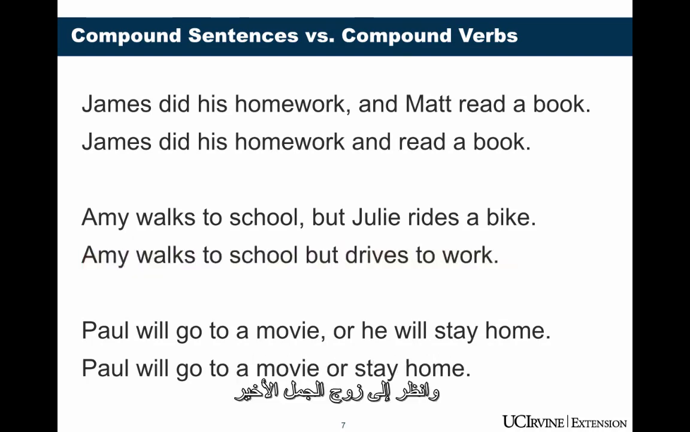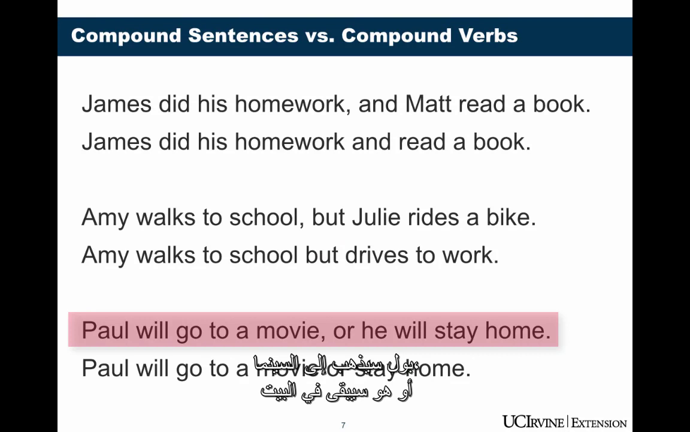And look at the last pair. Paul will go to a movie, or he will stay home. After the conjunction or, we have the subject he. He will stay home is an independent clause, so we need to put the comma in front of or.